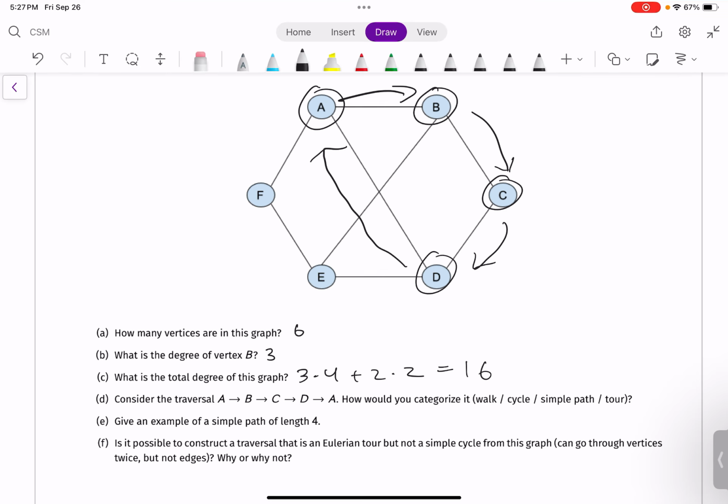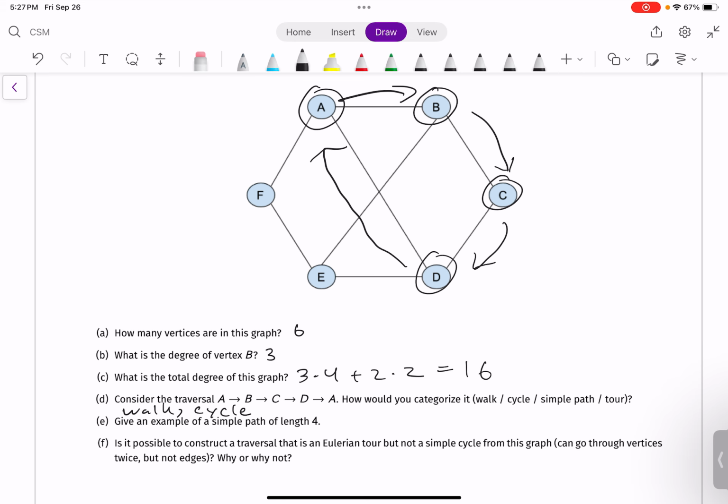So let's start with a walk. Is this a walk? Yes, because in a walk we're allowed to repeat edges and vertices. What about a cycle? In a cycle, we're not allowed to repeat edges, and the only vertex we're allowed to repeat is the start vertex. And we started at A and ended at A. So it is indeed a cycle.